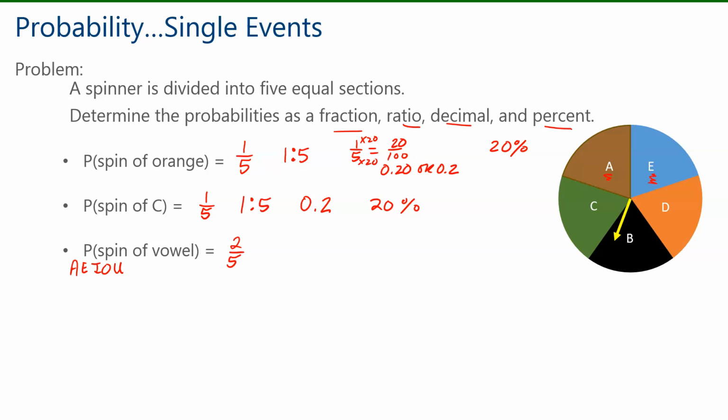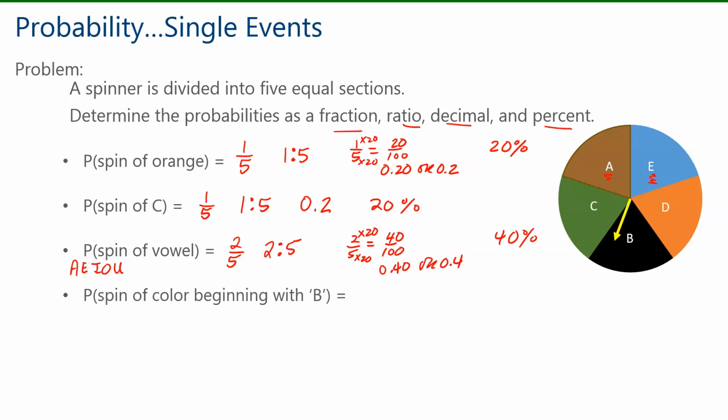That is a fraction in simplest form, so we get the ratio, 2 to 5. Let's create an equivalent fraction to help us figure out the decimal and the percentage. 2 times 20 gives us 40 hundredths, so our decimal, 0 and 40 hundredths, or 0.4, and our percentage, 40%.